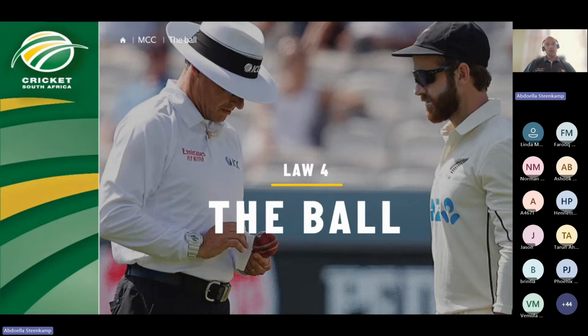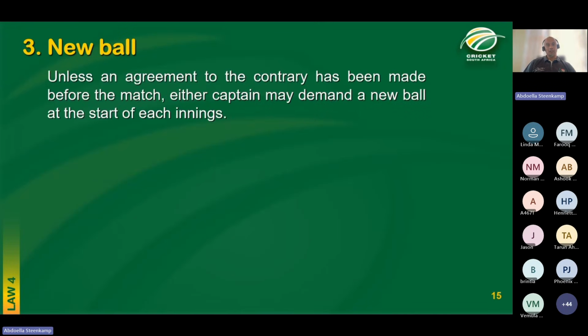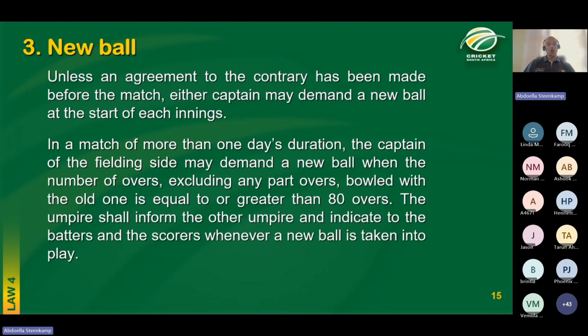When it comes to the ball, the law allows in modern cricket, firstly, a new ball to be taken at the start of the innings. In modern cricket, the law also allows that after 80 overs are bowled, the captain of the fielding side has the option of taking a second new ball. But that option is only available after 80 overs, not 70, not 60, 80 overs.